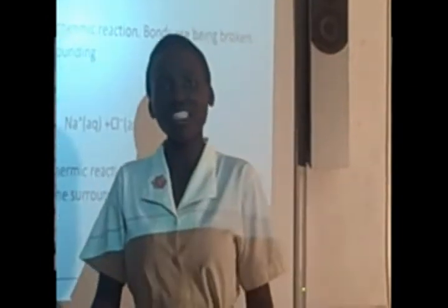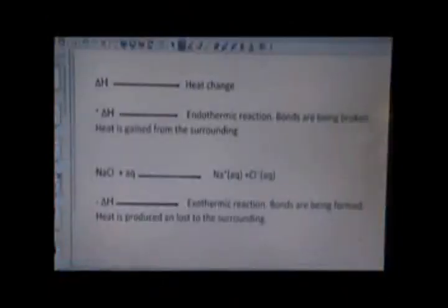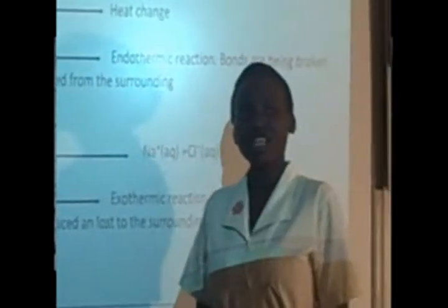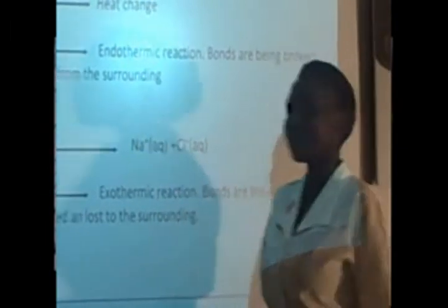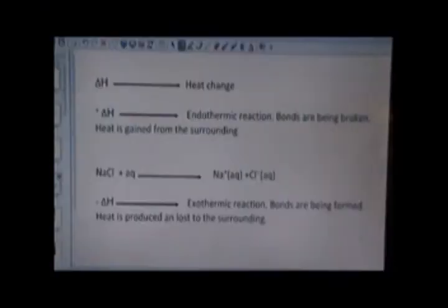In this topic, we are going to meet very many symbols. We have delta H here. Delta H stands for heat change. Now, delta H, or enthalpy change, is divided into two components. We have positive delta H here, and that means an endothermic reaction. And that reaction takes place when bonds are being broken.